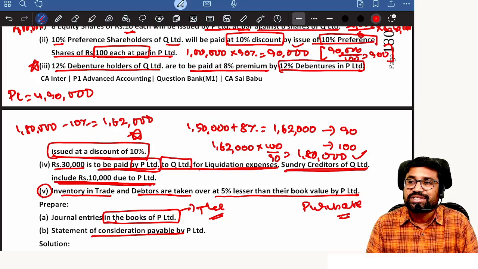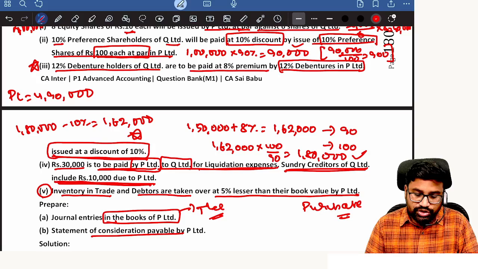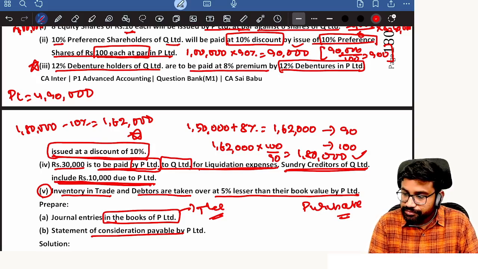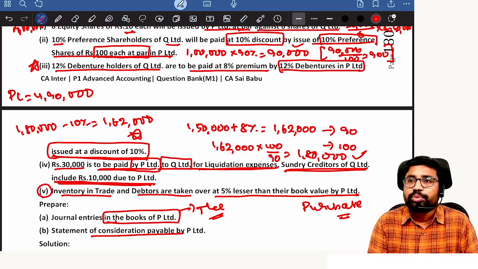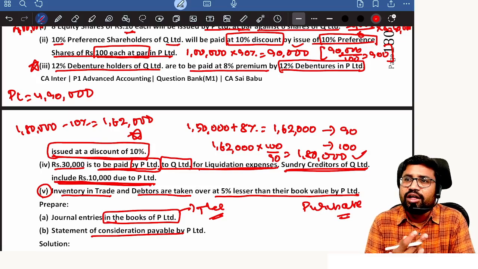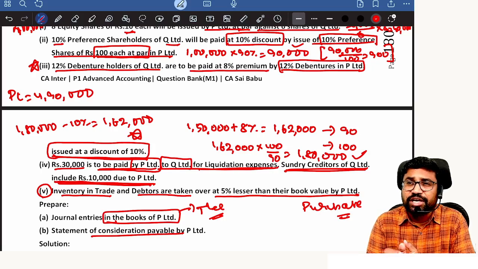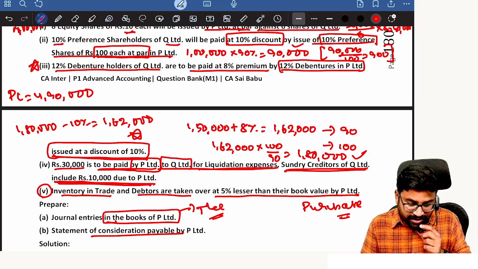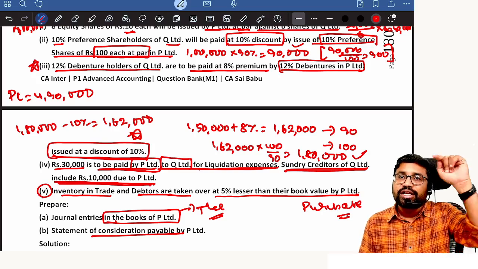How many entries will come? 6, depending upon the situation. First entry, business purchase. Second entry, incorporation of assets and liabilities. Third, discharge of PC. Fourth, liquidation expenses. Fifth, intercompany owings. Sixth, any elimination of unrealized profit, if there is. No. And the last one, incorporation of statutory reserve, will not come. But here an extra entry is the debentures entry, and 2 more entries will also come.